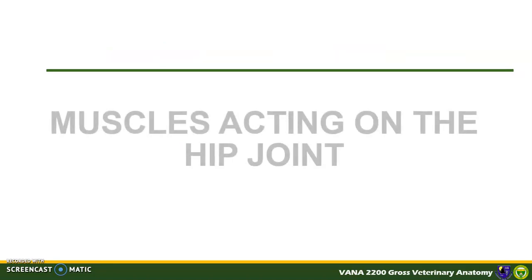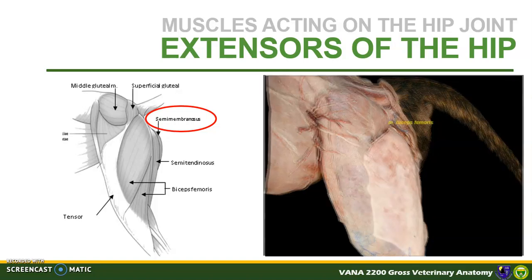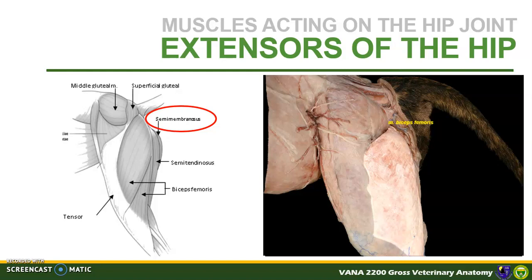Let us first discuss the muscles acting on the hip joint. The hamstring muscles are the chief extensors of the hip. This is a group of muscles composed of the biceps femoris, semitendinosus, and semimembranosus. The biceps femoris is the most lateral of the caudal muscles of the thigh.